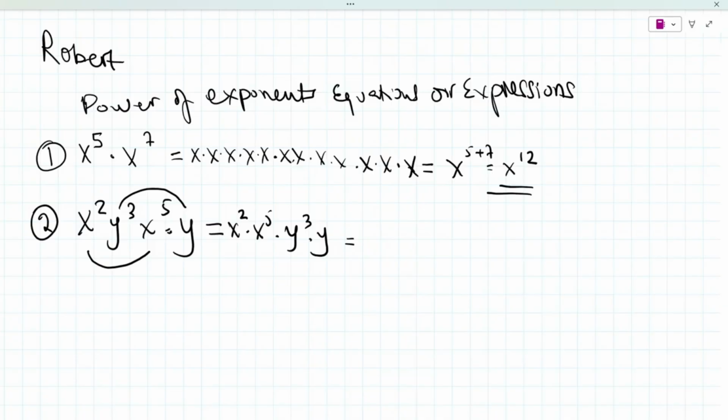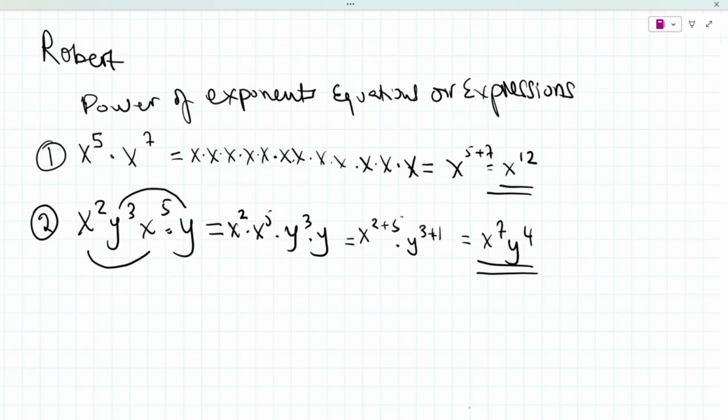Now, using the basic rule of adding exponents when multiplying, x to the power 2 times x to the power 5 will become x to the power 2 plus 5 multiplied by y to the power 3 plus 1. And this one will give us the final answer of x to the power 7, y to the power 4. That will be our final answer. So when multiplying out exponents, we just add the exponential values.